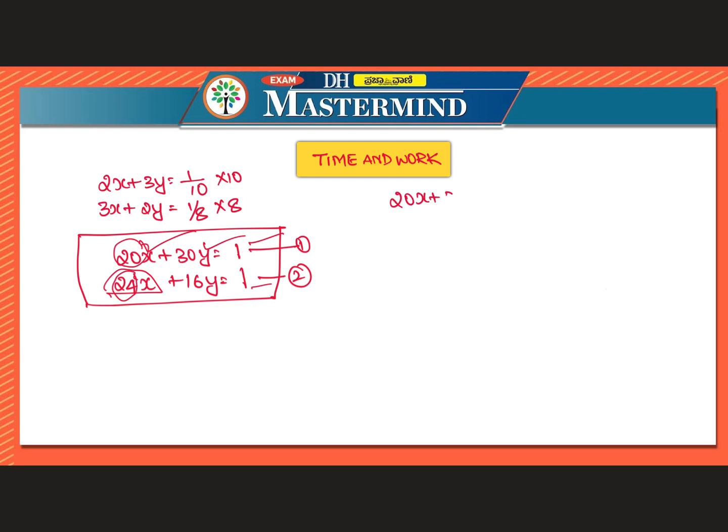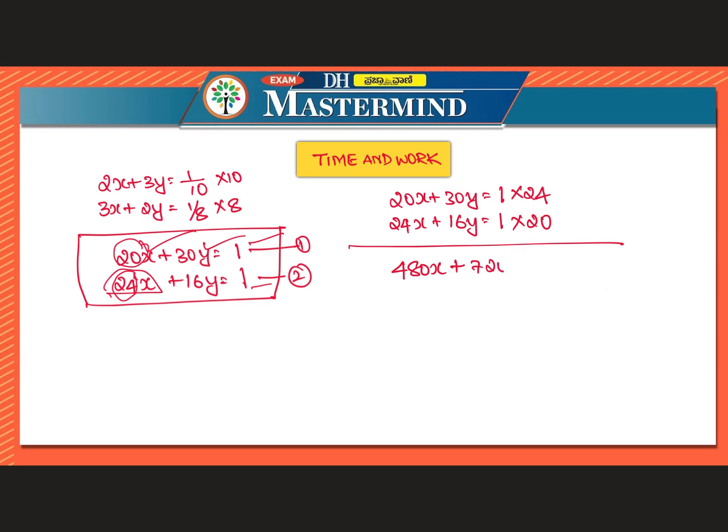20x plus 30y equals 1. 24x plus 16y equals 1. Let us multiply the first equation by 24 and the second equation by 20. When we multiply these two equations with the respective numbers, we get the following result. 480x plus 720y equals 24. 480x plus 320y equals 20. We have got these two equations. Now let us subtract these two equations.